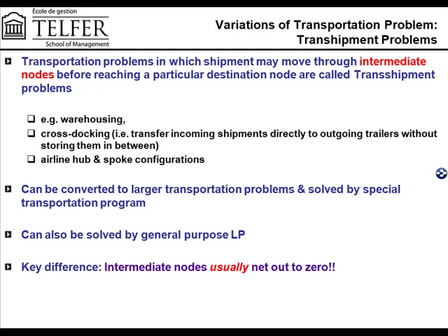You can again use a similar procedure to solve these problems as I've shown you before, and they can be formulated using linear programming as well. One of the key things that you need to take into account here is that the intermediate nodes, or your transshipment points as they're referred to, usually net out to zero. So everything that's coming in will eventually be equal to everything that's going out of these transshipment points. So the inflows are equal to the outflows in these problems.